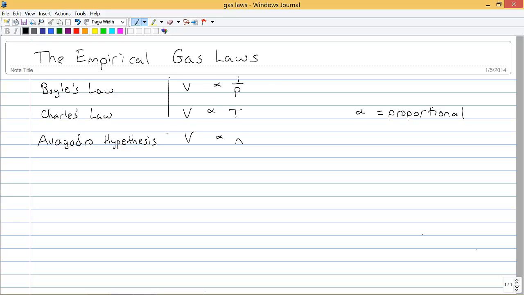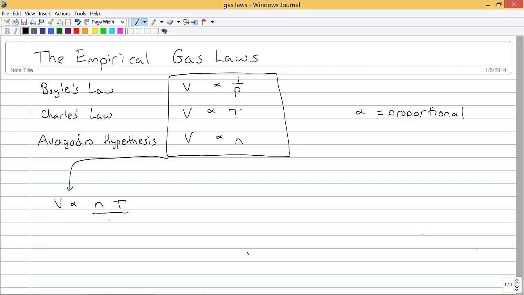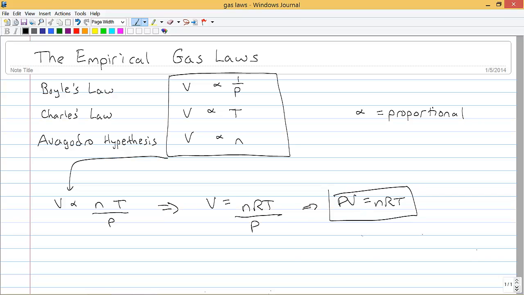So if we take these empirical laws, well, two are empirical, one's a hypothesis, we can build a new relationship. We can say, all right, what we find is the volume is proportional to n, and it's also proportional to T, but it's inversely proportional to P. If we make them an equality by introducing an arbitrary constant, we get nRT over P. And then we can rearrange this one more step to get the ideal gas law, PV equals nRT, just by multiplying both sides by P. And you, of course, have seen this before. So R, in this case, is called the gas law constant.